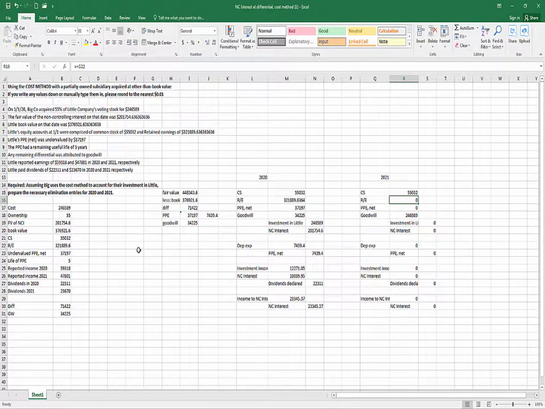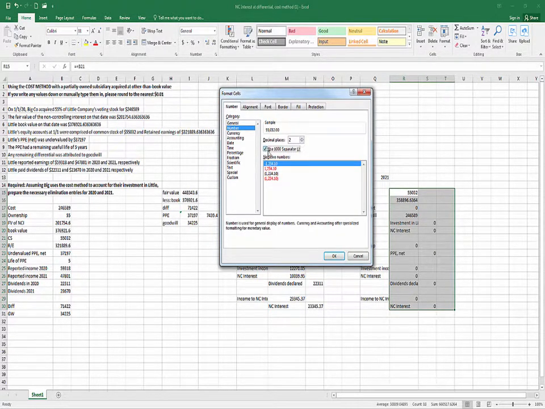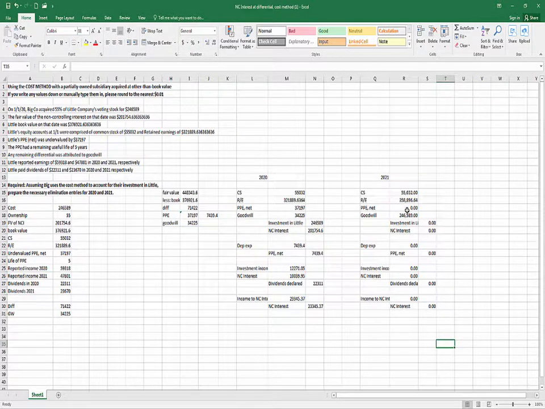Retained earnings, now Little's retained earnings. Last year their retained earnings were $321,889.60. We add their income for 2020, we subtract their dividends for 2020, and so their end of 2020, beginning of 2021 retained earnings are 350, and let's go and format these to be numbers. Take 2 decimal places. Okay. Property, plant, equipment net, we created a differential of 37,197, and then we amortized or took away 7,439, so that's left there. Goodwill is the same as it was before.